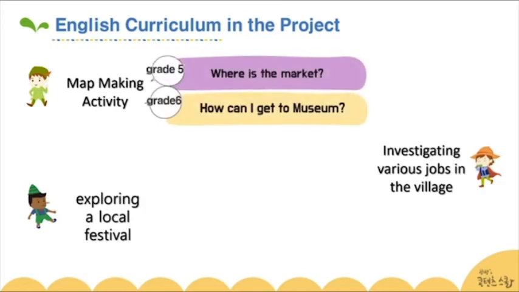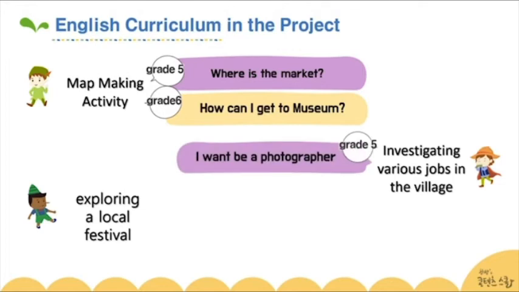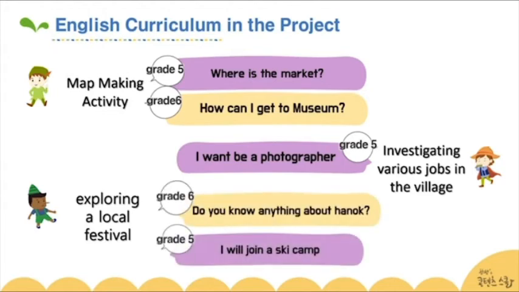In the mapping activity, it can be linked to Where is the market in the 5th grade and How can I get to the museum in the 6th grade. And in the job investigating activity, it can be linked to I want to be a photographer. At this time, the 6th grade unit Do You Know Anything About Hanok is freely available for each activity. The last regional festival exploration activity can be linked to the 5th grade Join Us Ski Camp unit.